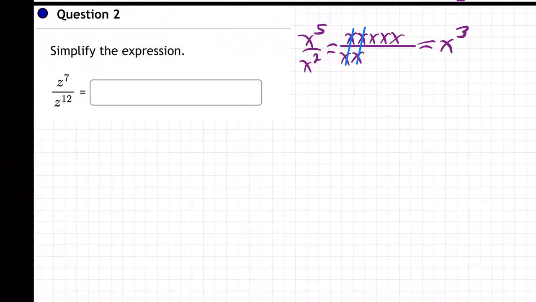I'm just showing it longhand. 5 x's over 2 x's, cancel, 3 x's. So you should subtract. 5 minus 2 is 3, and that gives you the answer. But what if the bigger one's on the bottom?